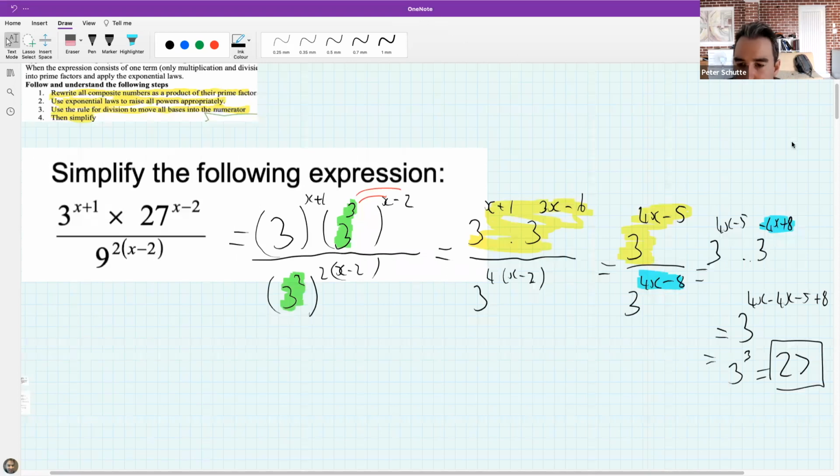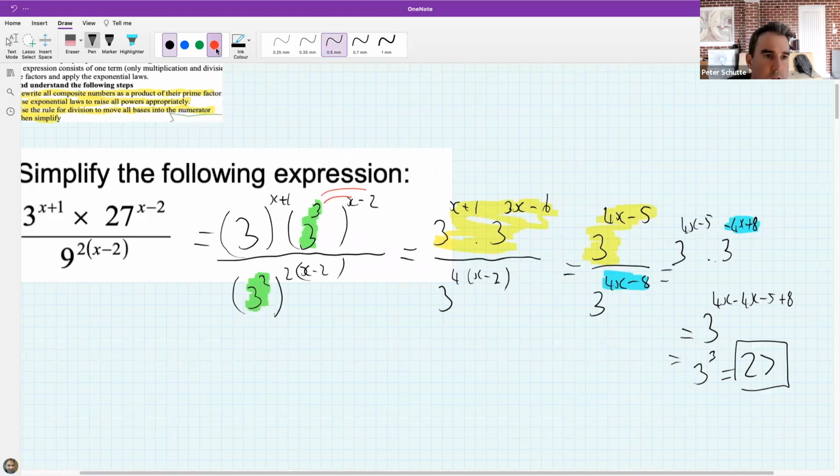So I wanted to ask, with the 3 to the power 3 and bracket x minus 2, how do you go from that to 3 to the power 2x minus 6? Okay, so the one on the bottom, if I multiply these two together, do you agree I get the 4?